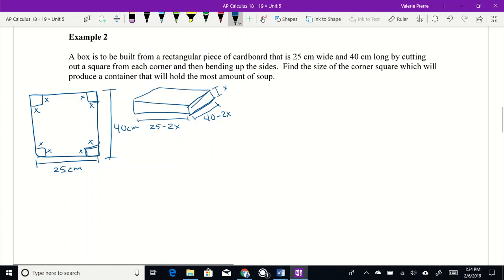All right, so our goal is to maximize volume, right? So this is everything we need to know to solve this problem. Now it's a matter of figuring out how I apply what I know about volume in this box to help me solve this problem. So try example number 2 on your own.